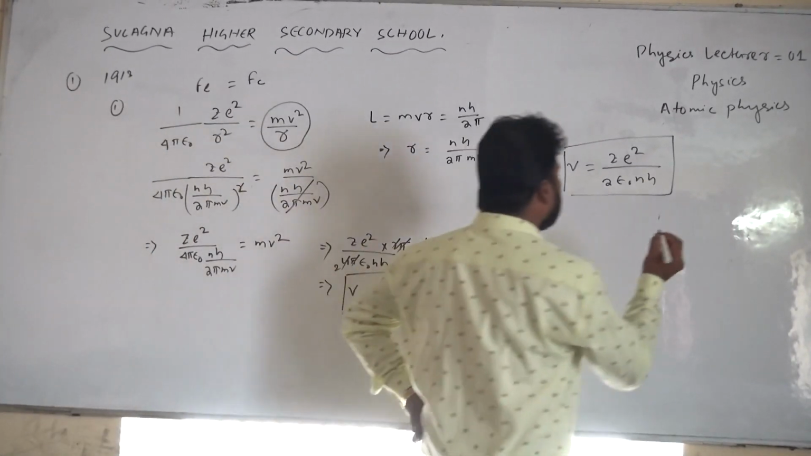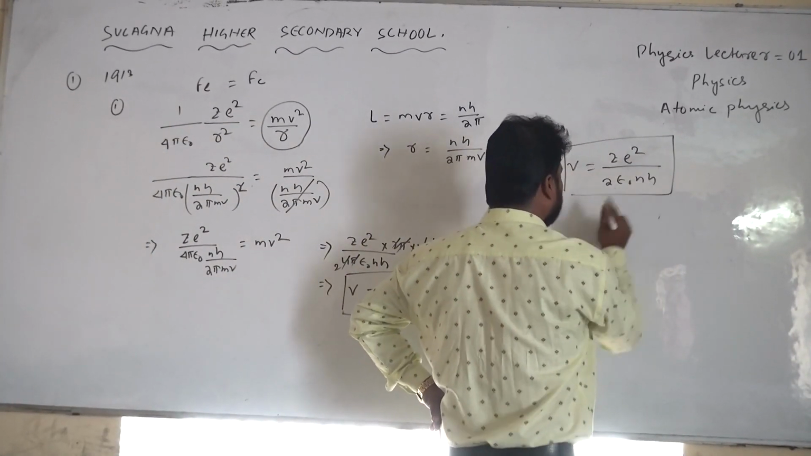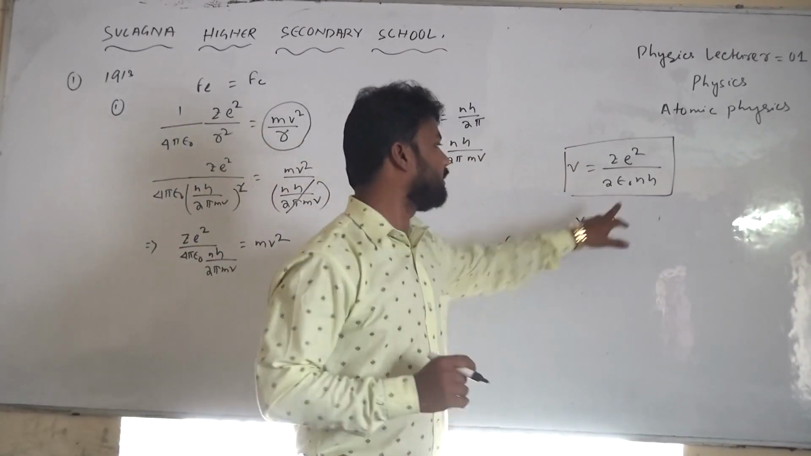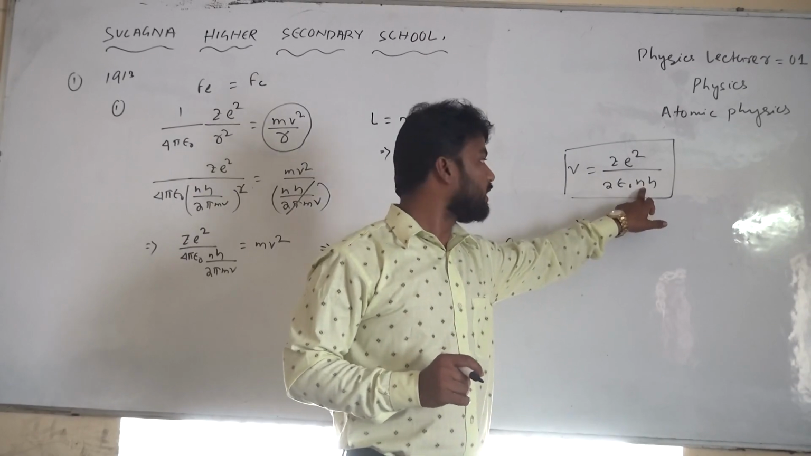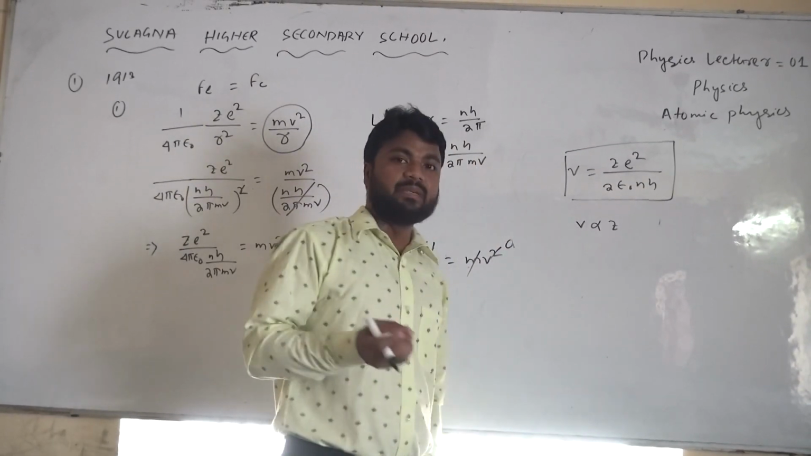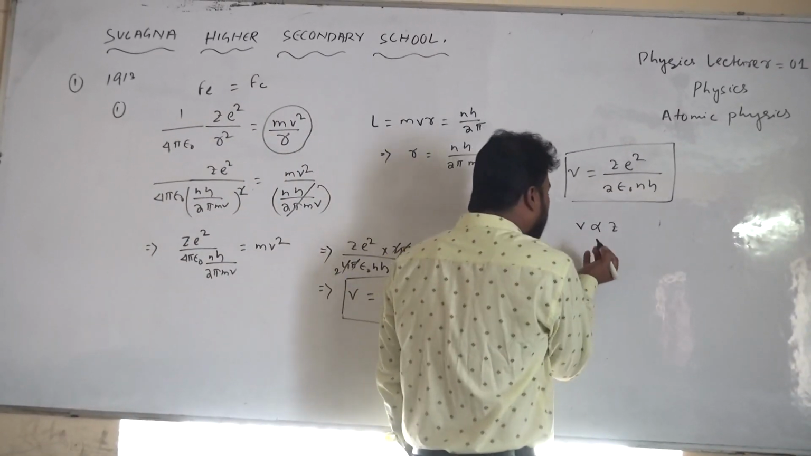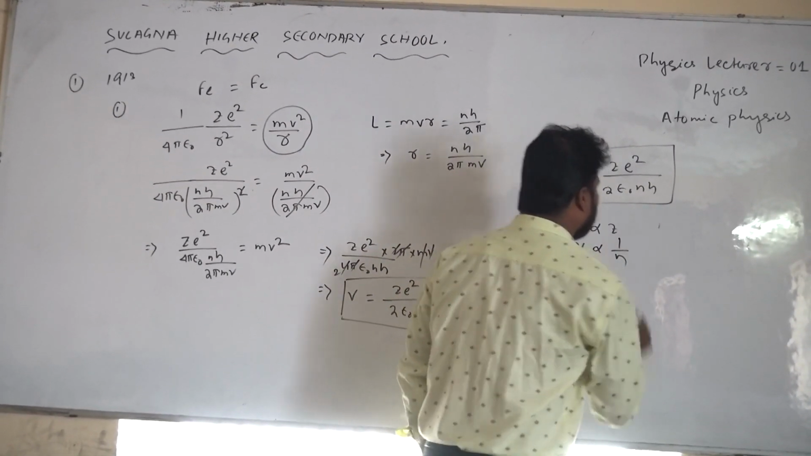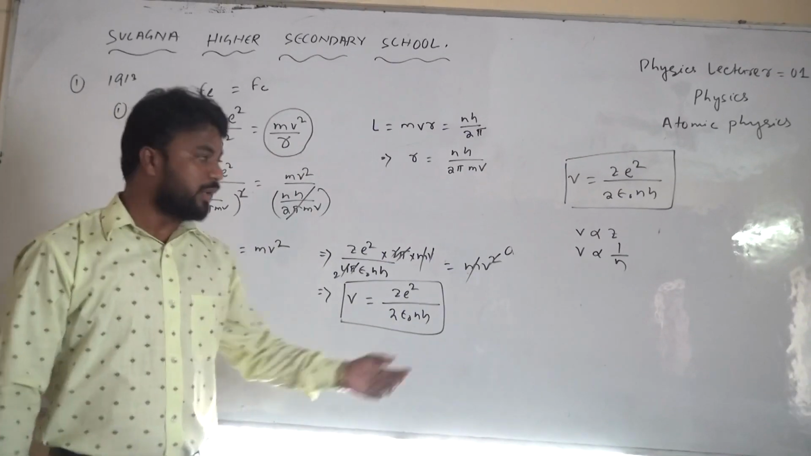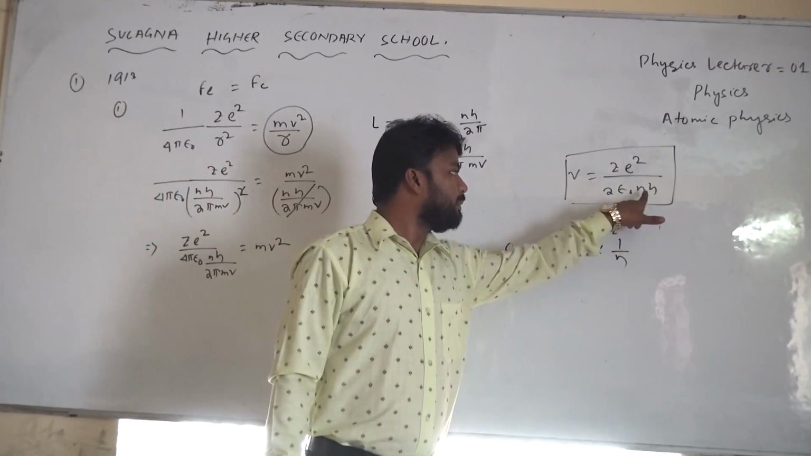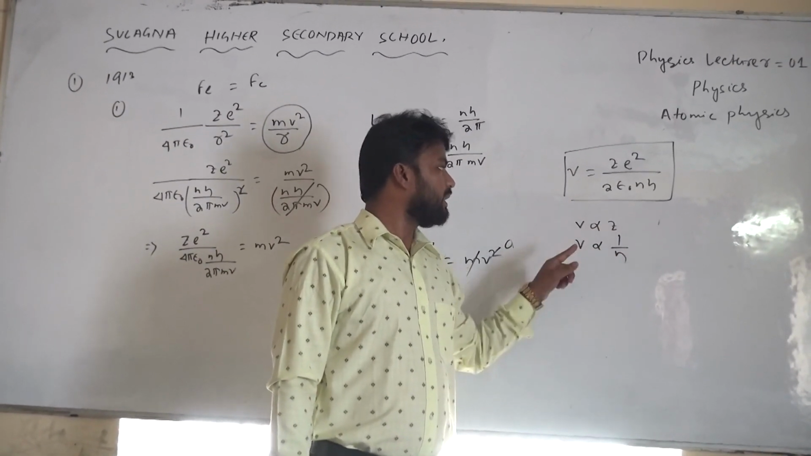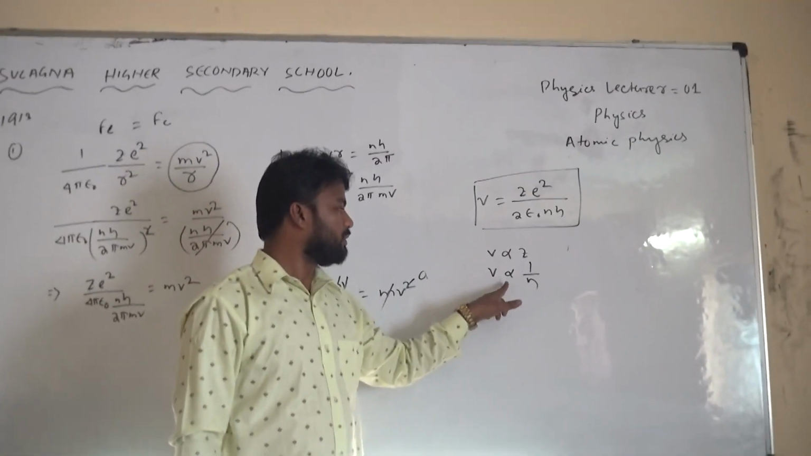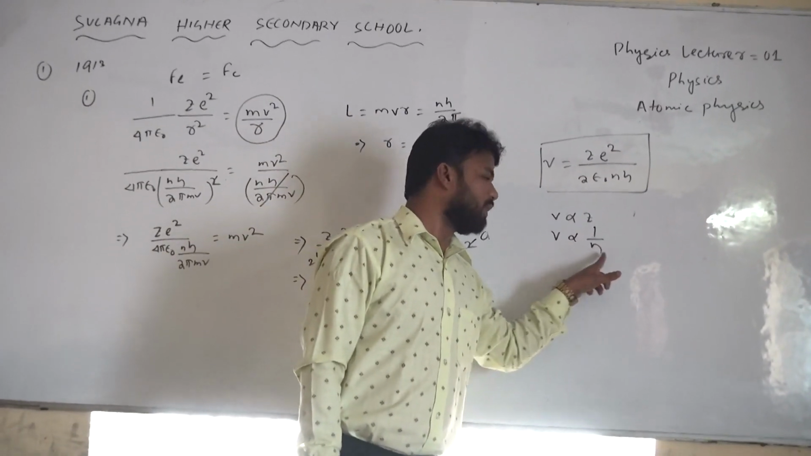For a specific orbit, v is directly proportional to z, because the orbit n is constant. And for a specific atom or element, v is inversely proportional to n. So for a specific orbit v is proportional to z, and for a specific element v is proportional to 1 by n.